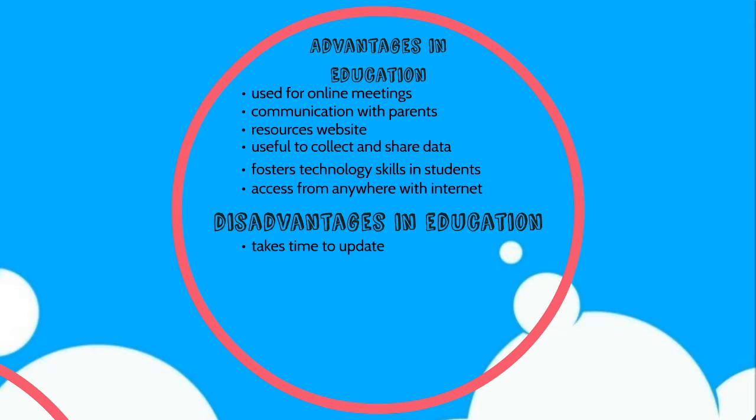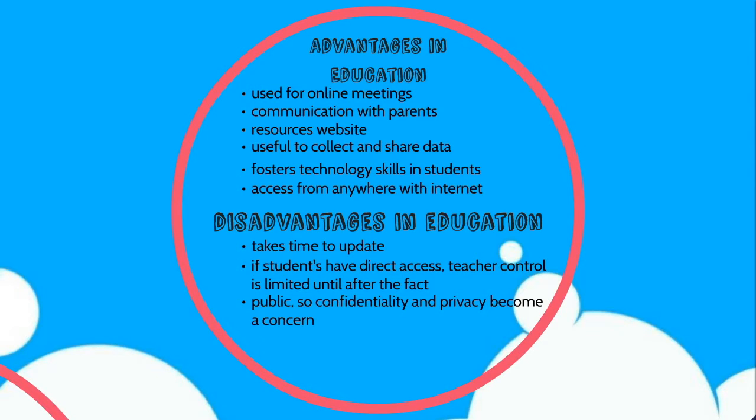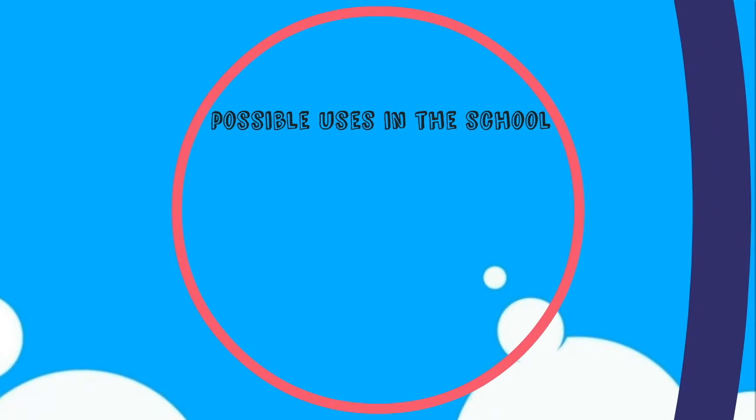Disadvantages in education: it takes time to update. If you do not keep track of it, then it can kind of get stale. If students have direct access, teacher control is limited until after the fact. So they might post something and you might not be able to get to it quick enough. Public, so confidentiality, privacy can become a concern.